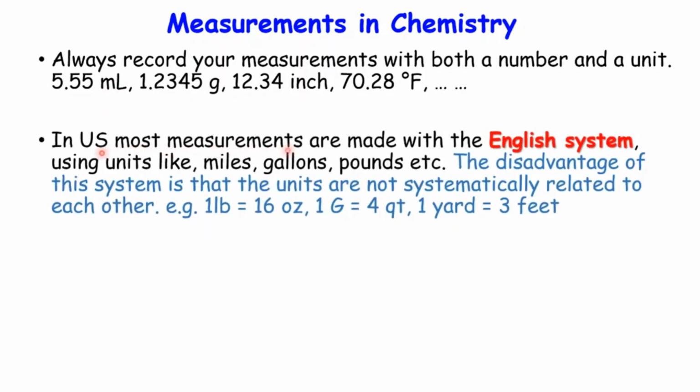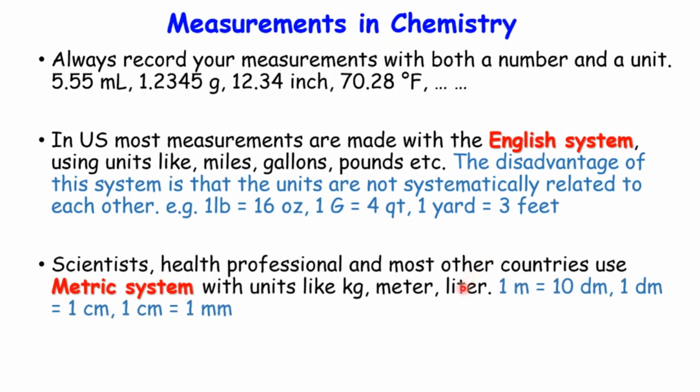Most of the measurements in the US are made with the English system. So we use units like miles, gallons, and so on. The disadvantage of using the English system is that the units are not systematically related to each other. You see, 1 pound equals 16 ounces, 1 gallon is only 4 quarts, it's not 16, and 1 yard is 3 feet. They are not really systematically related. So that's the disadvantage of the English system.